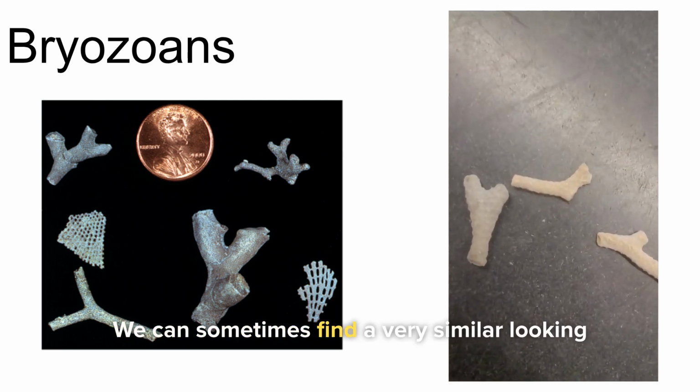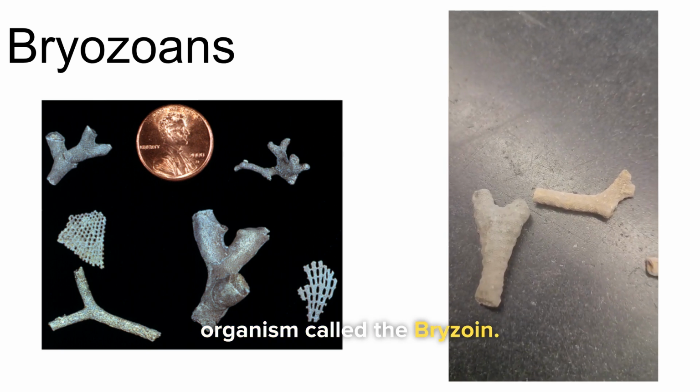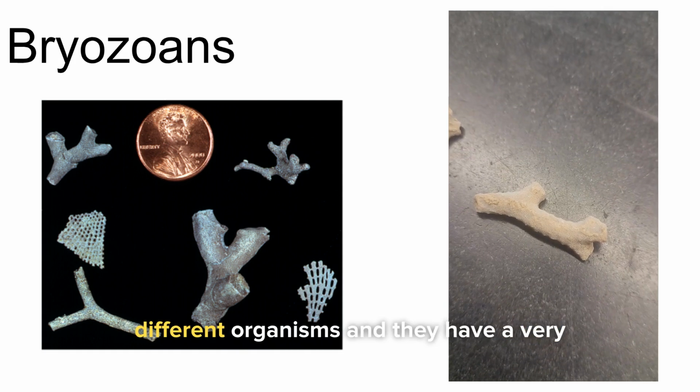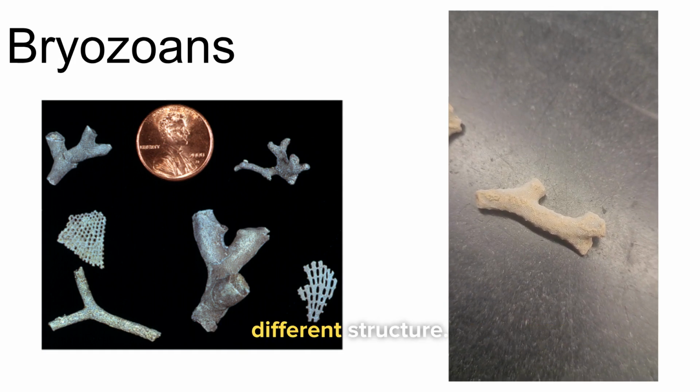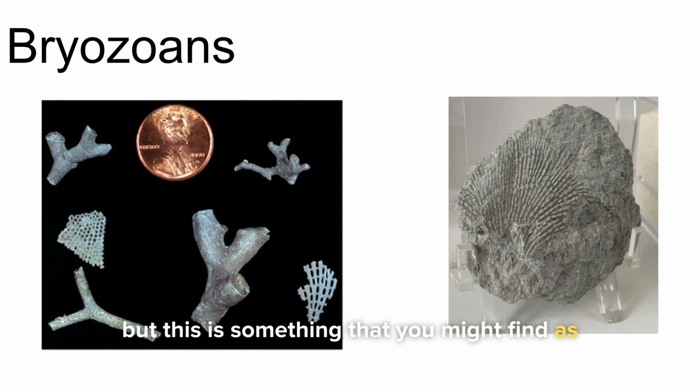We can sometimes find a very similar looking organism called the bryozoan. So these do look a lot like coral, but they are different organisms and they have a very different structure. There is a variety of them, as you can see here, but this is something that you might find as well.